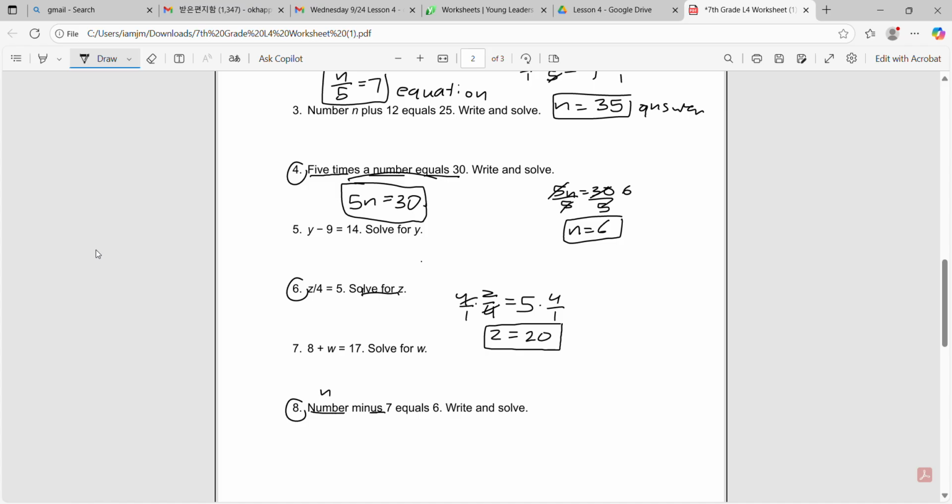The number minus 7 equals 6. So number minus 7 equals 6. There's our equation. This one's really simple. We have to leave the variable n alone. So we'll move 7 by adding 7 on both sides, and you get n equals 13. There's our answer.